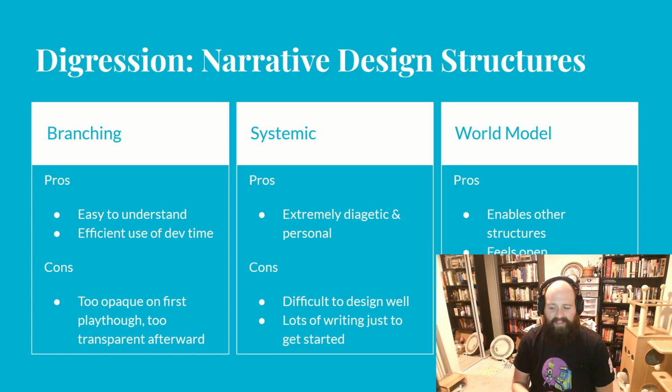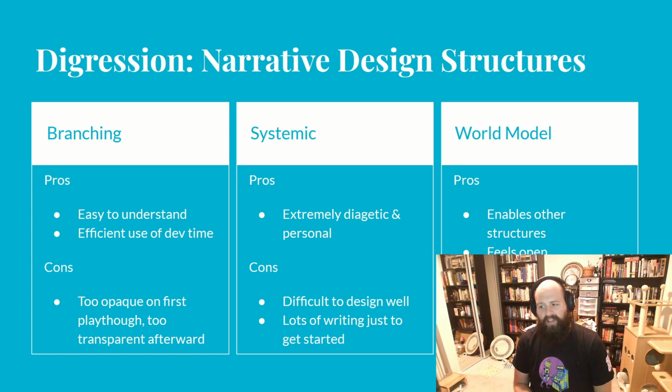The other thing is that it is very transparent afterward. If you've ever replayed some common visual novels, even the best of them, where they branch and where they come back together becomes very, very clear to the player upon replay. This might not be a bad thing, but for a lot of games, it can feel very cheap if not done well, if the writing doesn't support it, if the other design doesn't support it. So branching, while a great start, I would recommend not doing on its own.